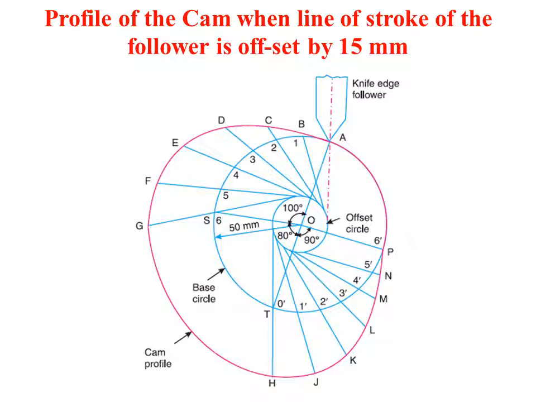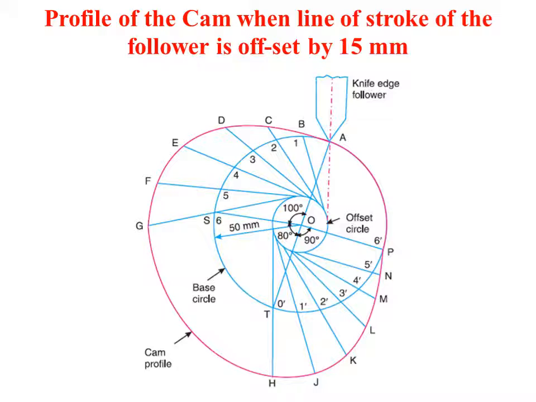Again divide this 100 degree and 90 degree, that is outstroke and return stroke, into 6 equal parts. And when drawing the lines, make sure that these lines are drawn tangent to the offset circle. Always it should be drawn tangent, and make sure that the lines that are drawn through points 1, 2, 3 or O dash, 1 dash, 2 dash, go beyond the base circle.